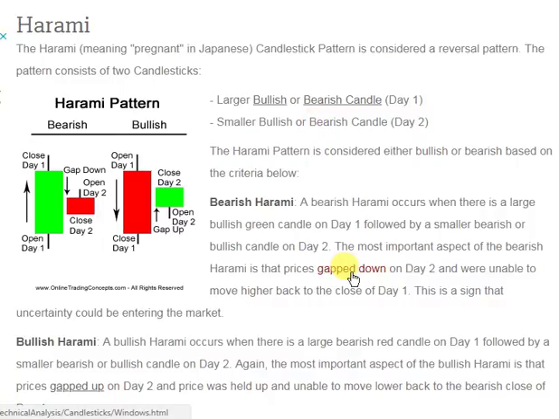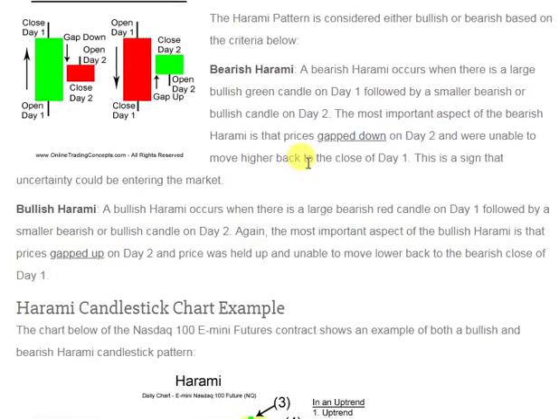It says the Harami pattern is considered either bullish or bearish based on the following criteria. A bearish Harami, so that is this one right here, occurs when there is a large bullish green candle on day 1 followed by a smaller bearish or bullish candle on day 2. The most important aspect of the bearish Harami is that price gaps down on day 2. You see that gap down right here? That's where it opened. There was a gap down on day 2, and we're unable to move higher back to the close of day 1. This is a sign that uncertainty could be entering the market.